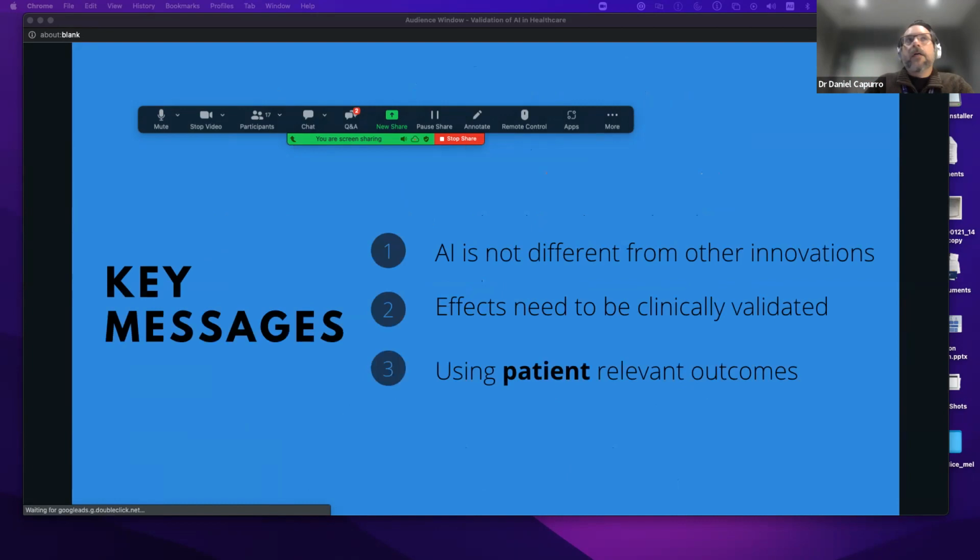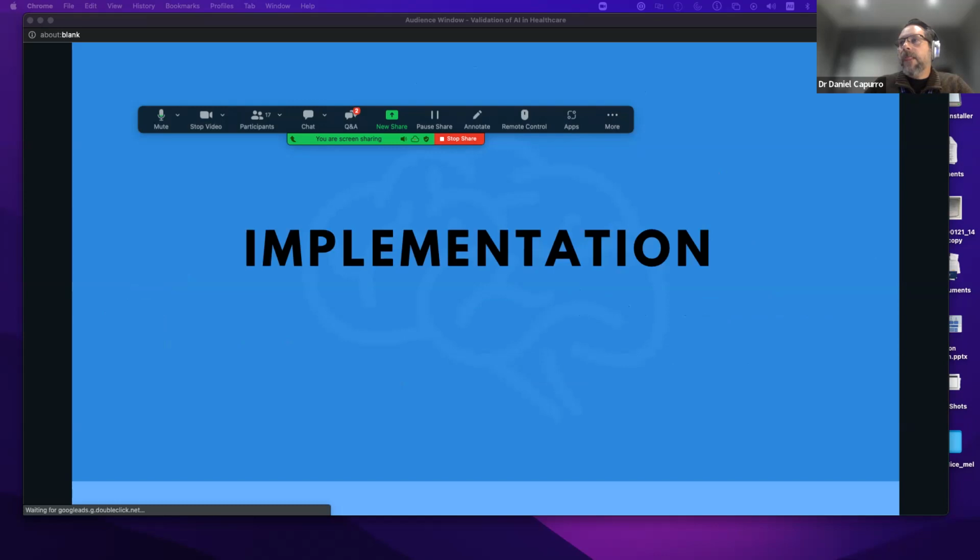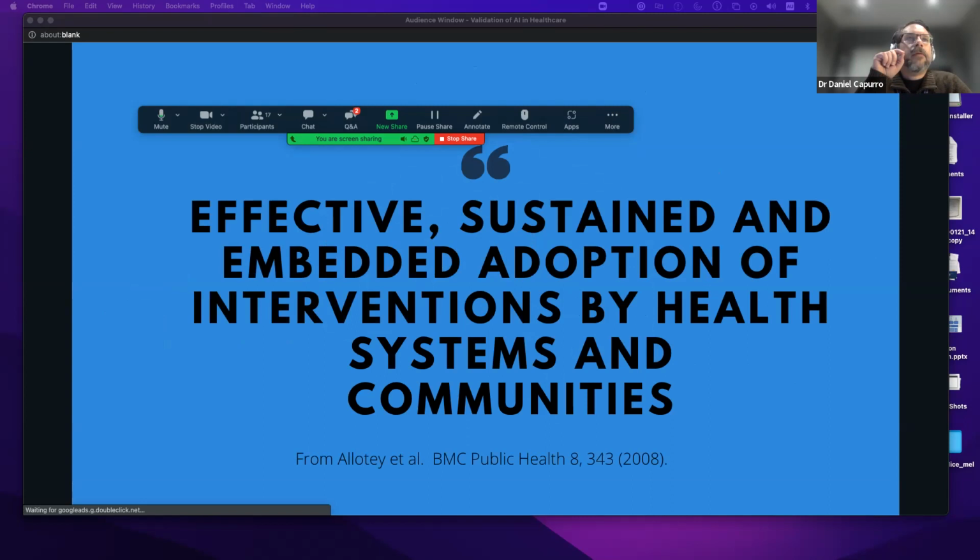So again, key messages from here. This section, AI is not different from other interventions or innovations. The effects need to be clinically validated and we need to use patient-relevant outcomes. And if we move on to implementation, first we define what we mean by implementation. It's this idea of an effective, sustained and embedded adoption of interventions by health systems and communities.